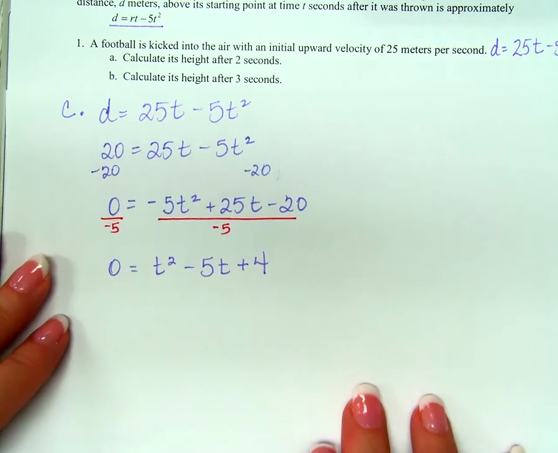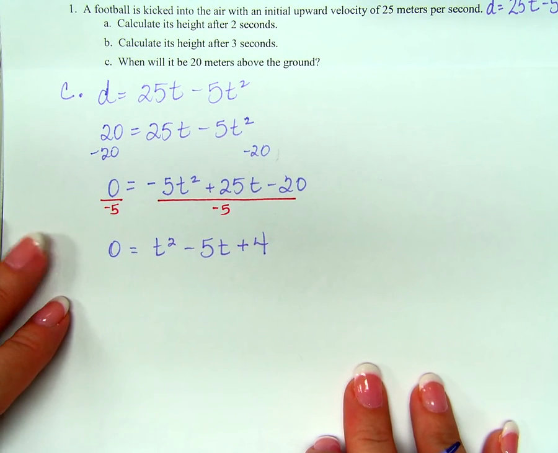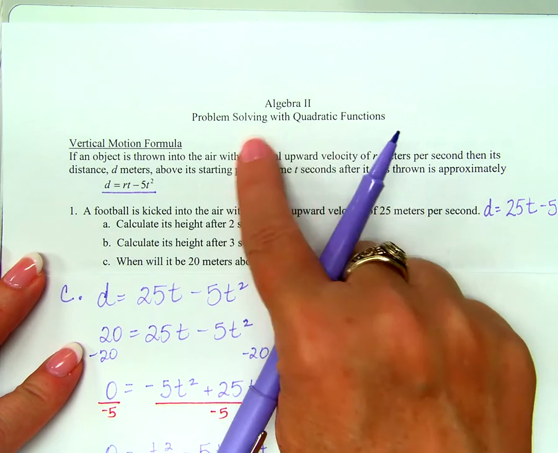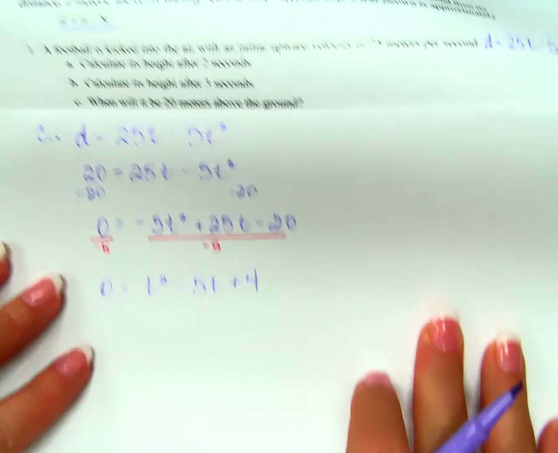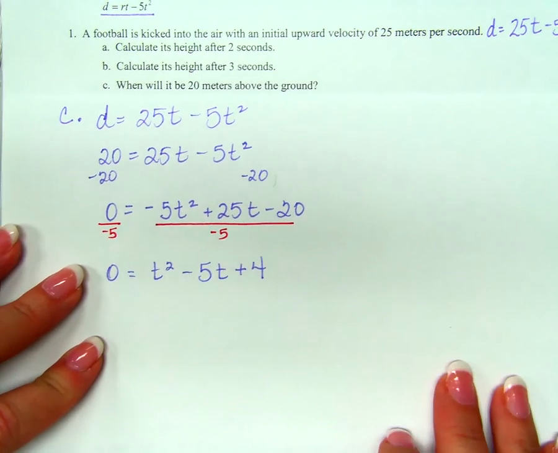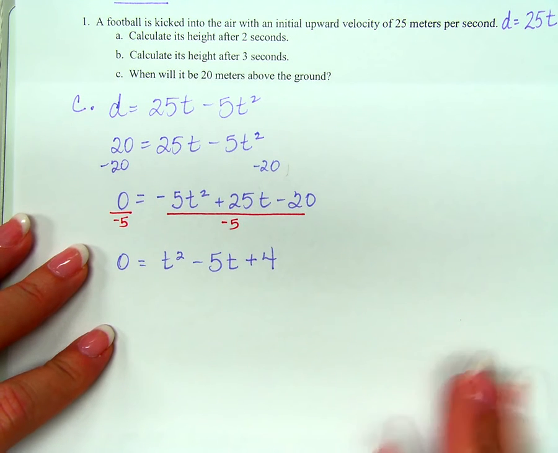So now how do you think we ought to solve this? Factoring is probably the easiest, isn't it? Guys, I know that this is called problem solving with quadratic functions. It is not called problem solving with the quadratic formula. That's just one of the weapons in our arsenal to attack quadratics, right? If it's the easiest, use it. If it's not, use something else. We want to try factoring.